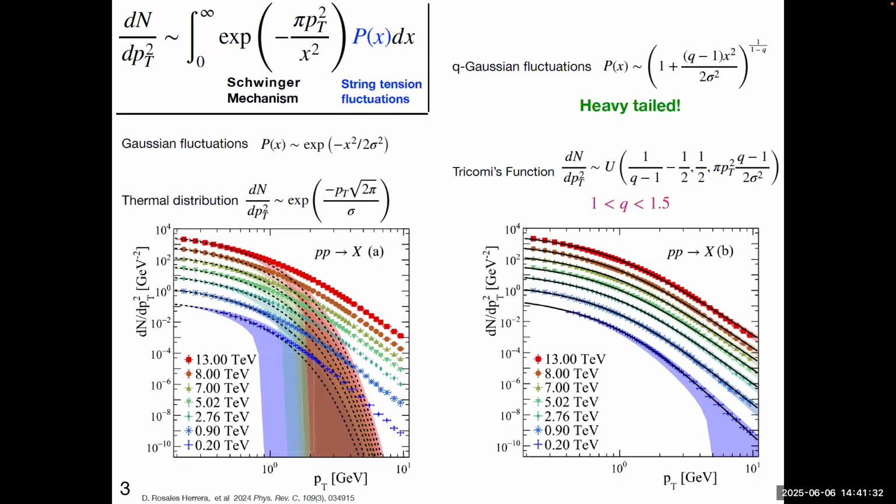Yes, our approach is a mean field approach. So it means that we are considering all these contributions by modeling it as a rare event. So in that sense, we can describe all these high pT particles.